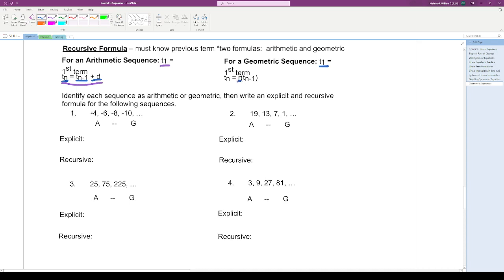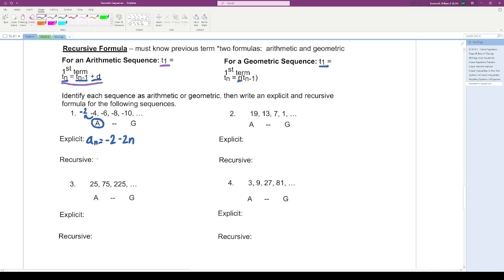Okay, so number 1 here, we have -4, -6, -8. We're subtracting 2 at each step, meaning it's an arithmetic sequence. Our 0th term would have been -2, so my explicit formula could simply be an equals my 0th term, -2, plus, since this is arithmetic, we're adding. Our common difference is -2, so I'm actually going to change this to -2 times n. So -2 minus 2n is our simplified explicit formula.